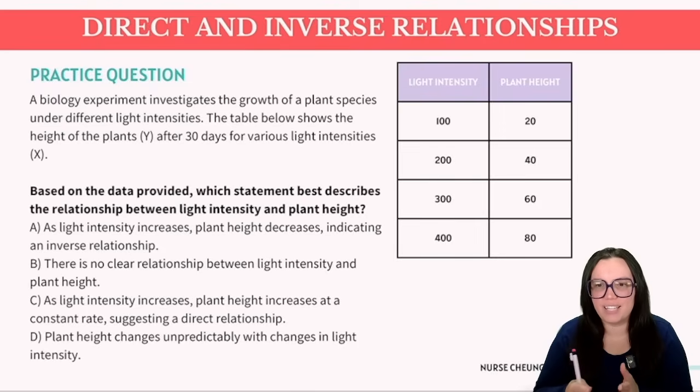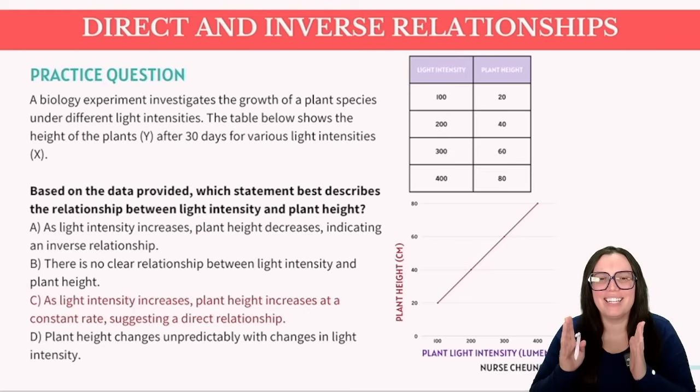A biology experiment investigates the growth of a plant species under different light intensities. The table below shows the height of the plant, y, after 30 days at various light intensities, x. Based on the data provided, which statement best describes the relationship between light intensity and plant height? Is it A, as light intensity increases, plant height decreases, indicating an inverse relationship? Is it B, there is no clear relationship between light intensity and plant height? Is it C, as light intensity increases, plant height increases at a constant rate, suggesting a direct relationship? Or is it D, plant height changes unpredictably with changes in light intensity?